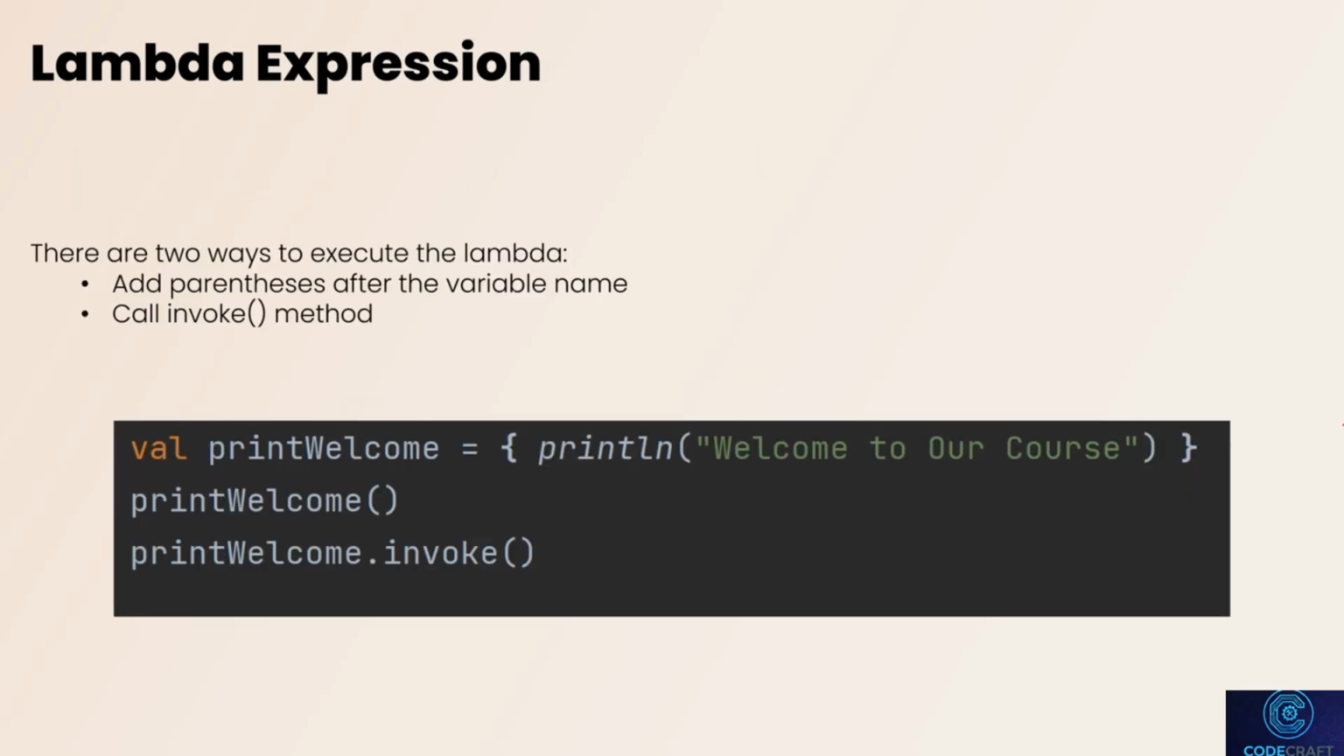There are two ways to execute the lambda: add parentheses after the variable name or call the invoke method. I'm creating a lambda expression here called printWelcome, and inside this variable I stored the println, and this is the beginning of this lambda expression. I can use the parentheses after the variable name or call the invoke method to execute a lambda expression.